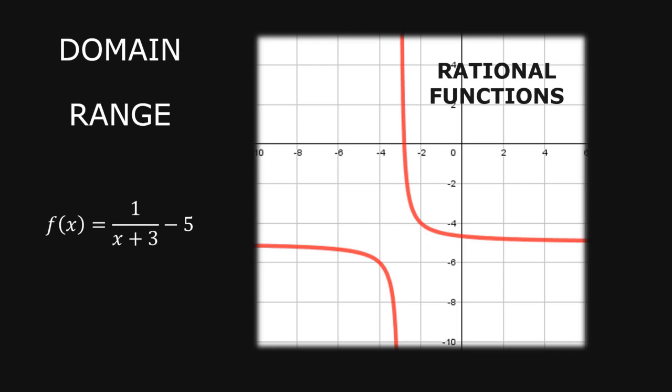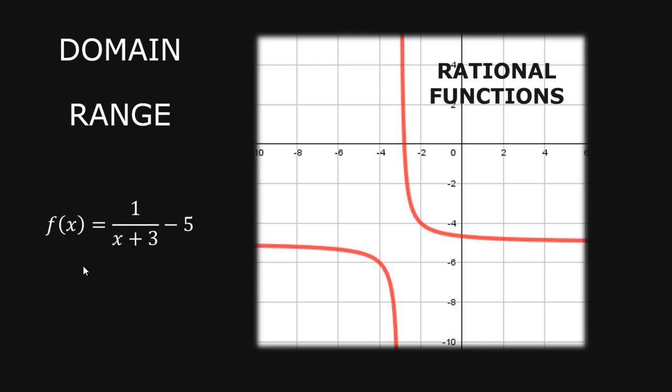This video is about finding the domain and range of rational functions. The domain is the set of all values for which the function is defined, and the range is the set of all values that the function takes. The domain of a rational function consists of all x's, all real numbers, except those for which the denominator is 0, because it is really silly to divide something by 0. To find these x values, we equate the denominator to 0 and solve for x.